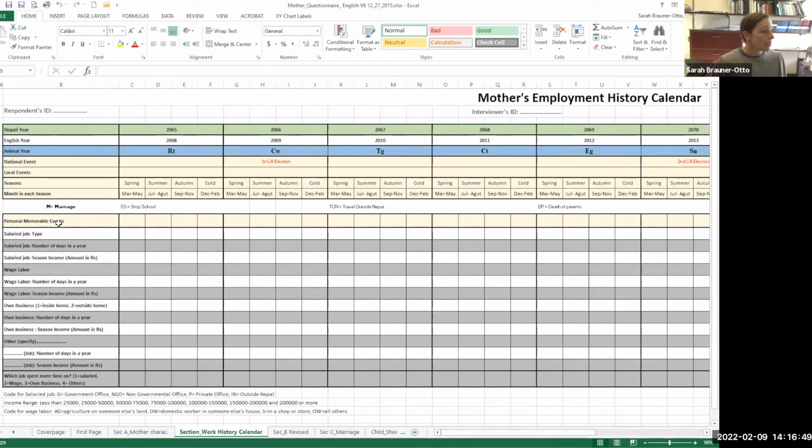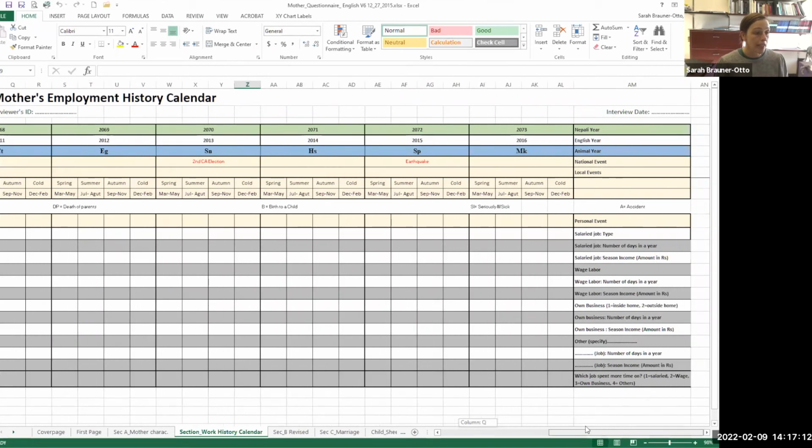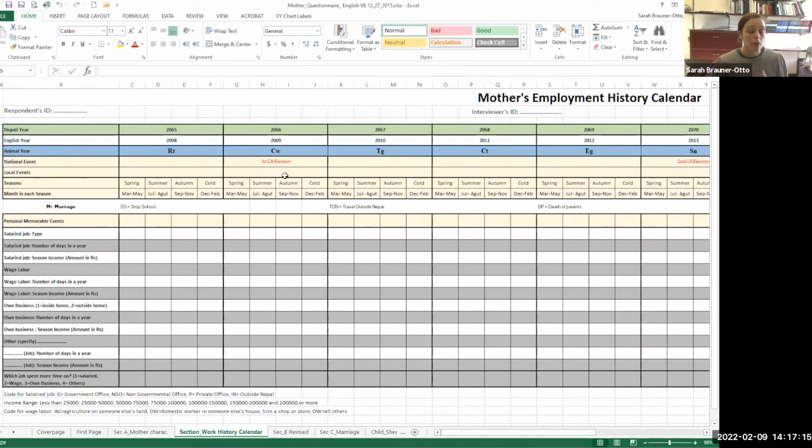The next section is when we start getting into personal information for the respondent. So the first row here is these personal memorable events. And you can see we have some codes of common events that would have been filled into this row: marriage, going to school, traveling, somebody dying, the birth of a child, that kind of thing. And those are the first way to help respondents start completing these calendars and figuring out how their life is going to be written down in this format.